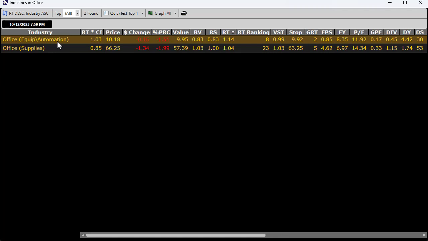So office equipment automation has an RT of 1.14 with an RT ranking of 8. So we have 222 different industries. We rank the industry list from top to bottom.